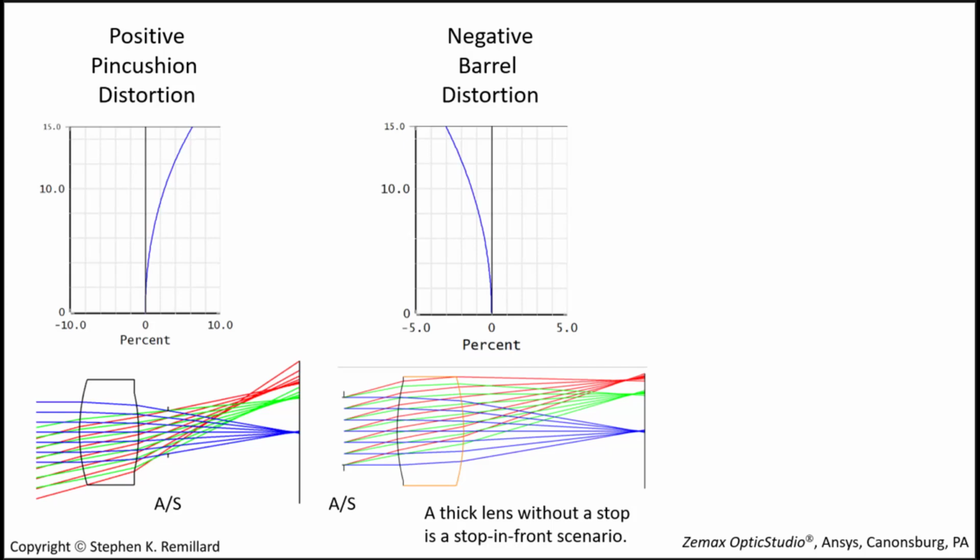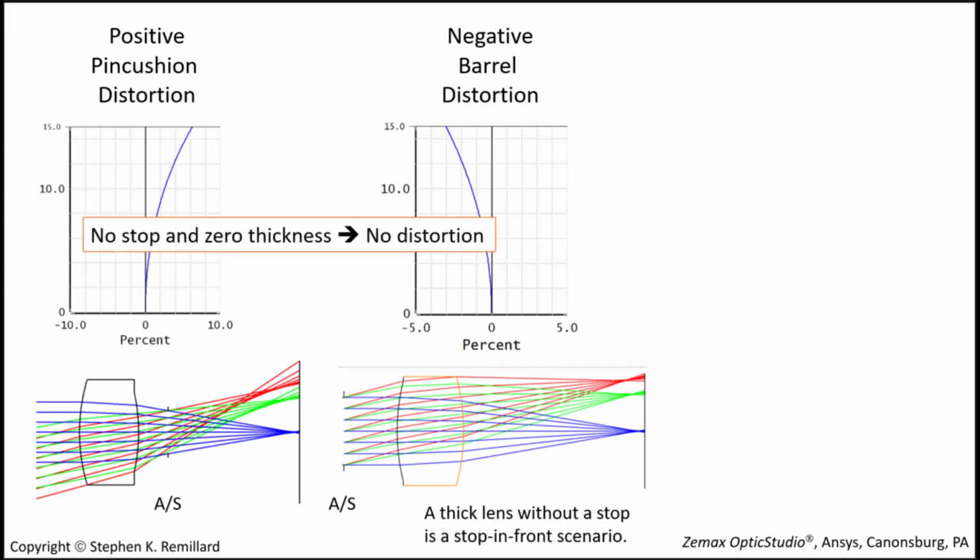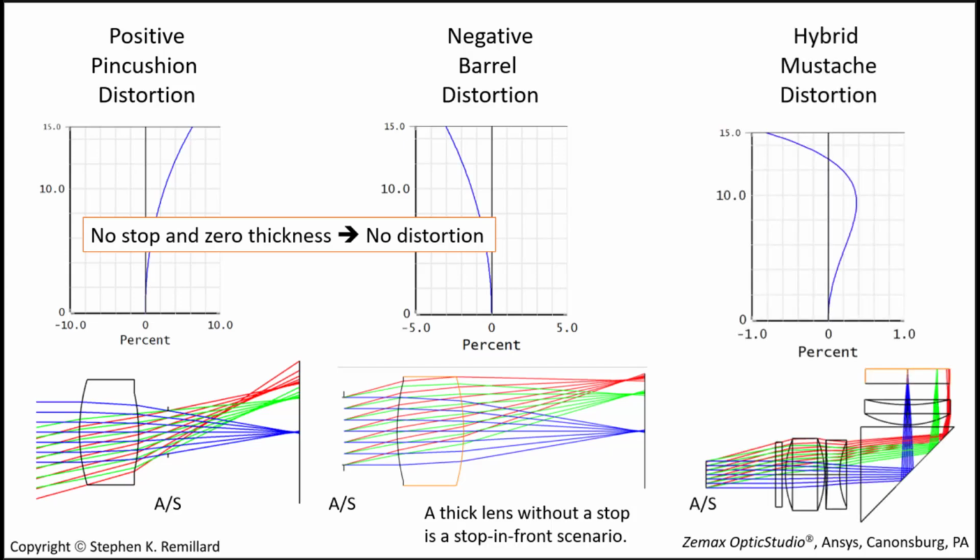Negative distortion results from forcing the chief ray to strike each surface at a slightly higher point than it would if the lens had no thickness. And if the lens has no thickness, then the distortion is 0. Finally, there's mustache distortion, which occurs in some compound lenses.